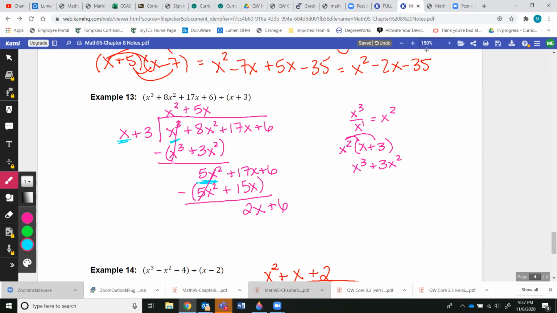And for the last time here, we look at the leading terms. X times what is going to give us 2x? That would be 2. 2 times x is 2x. This first term should always cancel out, so it should always be exactly the same. 2 times 3 is positive 6. I put these in parentheses, I subtract, and I end up with 0. So this means my quotient is x squared plus 5x plus 2. My remainder is 0.